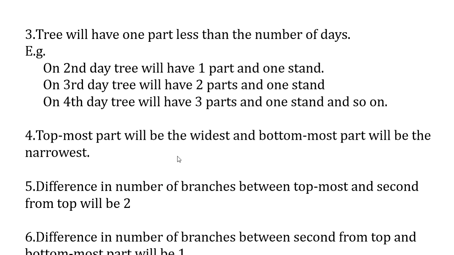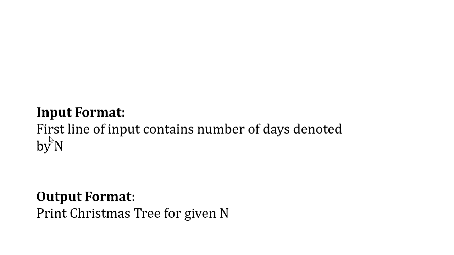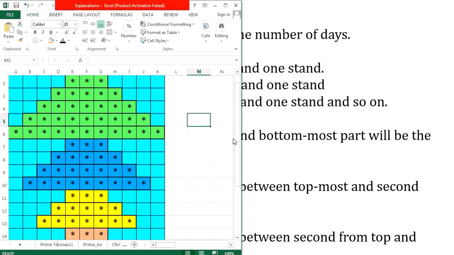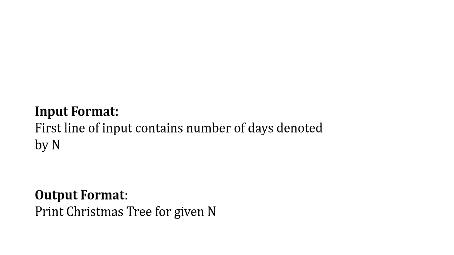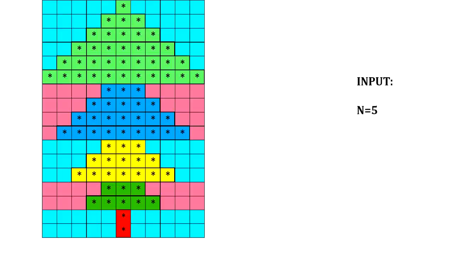I will move on to the input statement. The first line of input contains the number of days denoted by n. Based on your n value, we are supposed to generate a Christmas tree. Let us understand this with an example. If your number of days is 5, this could be the appearance of the Christmas tree.